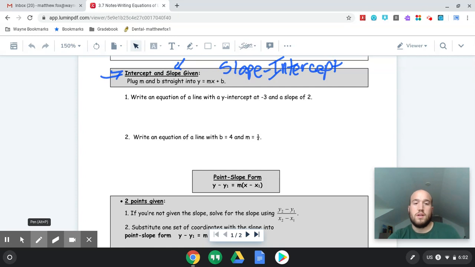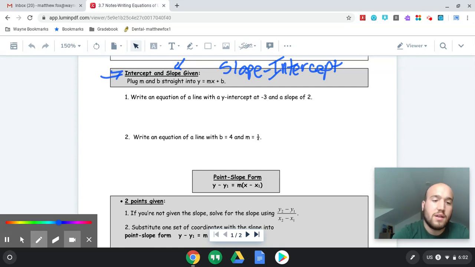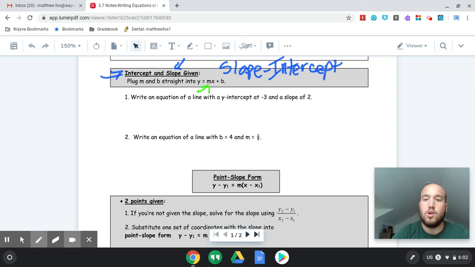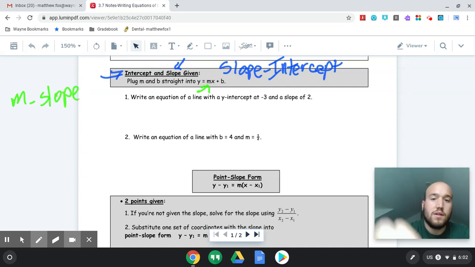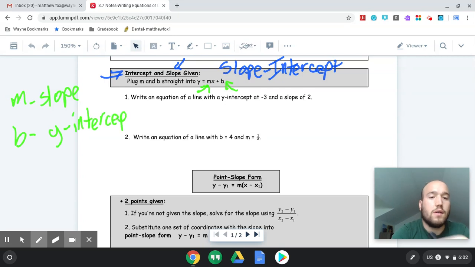Now, the slope is represented right here by the m. The m is our slope. So if you're taking notes, go ahead and write that the m is your slope. Now, the b right here, this is your intercept. What we mean by intercept is your y-intercept. That's the point when you graph it where you start on the y-axis.